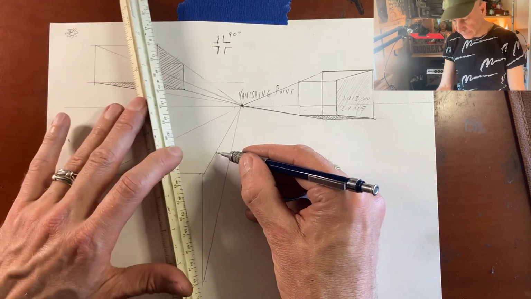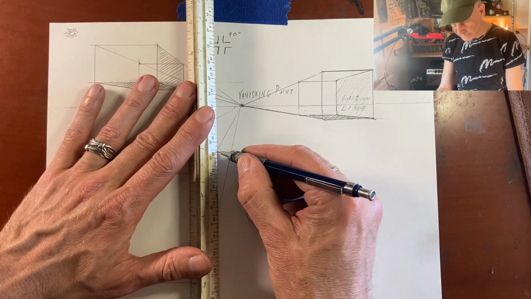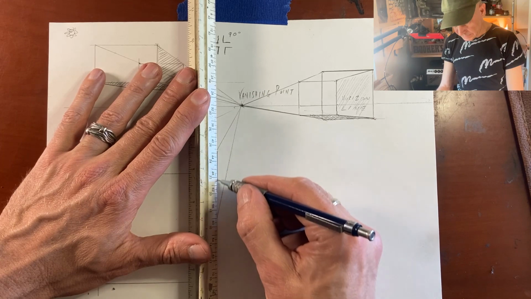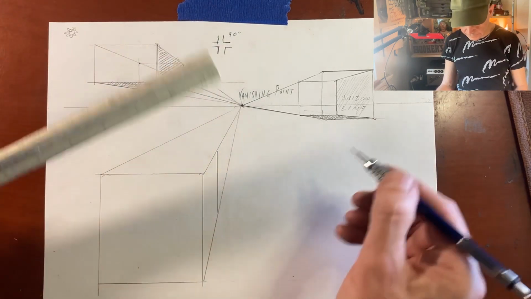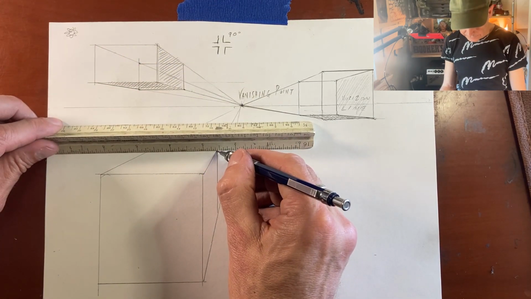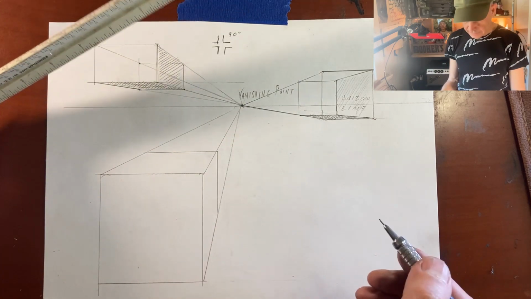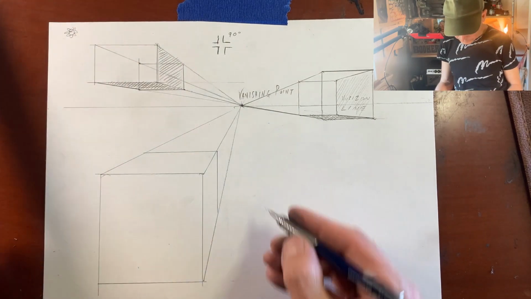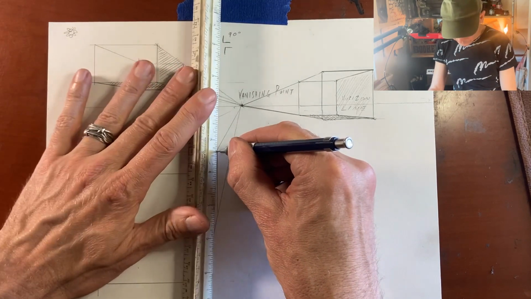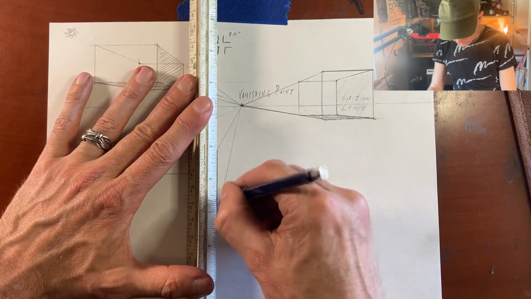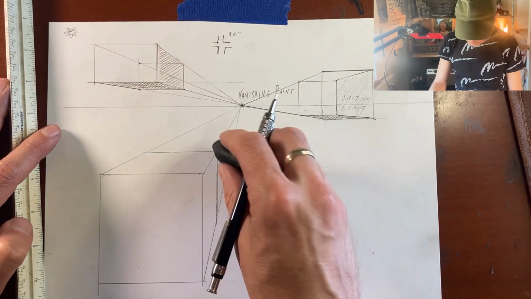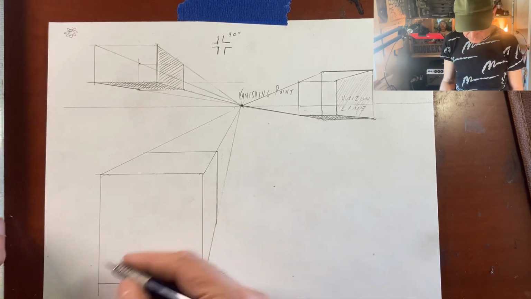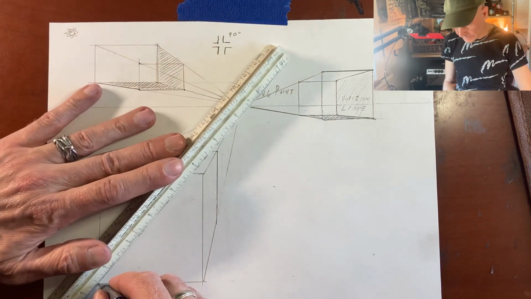Decide how far back your cube is going to go. Right angles, horizon line, horizontal, and then we have a cube. This looks like it could be a slightly different angle, more like that, so yeah. And I want to make it transparent, so I'm going to draw a line here.